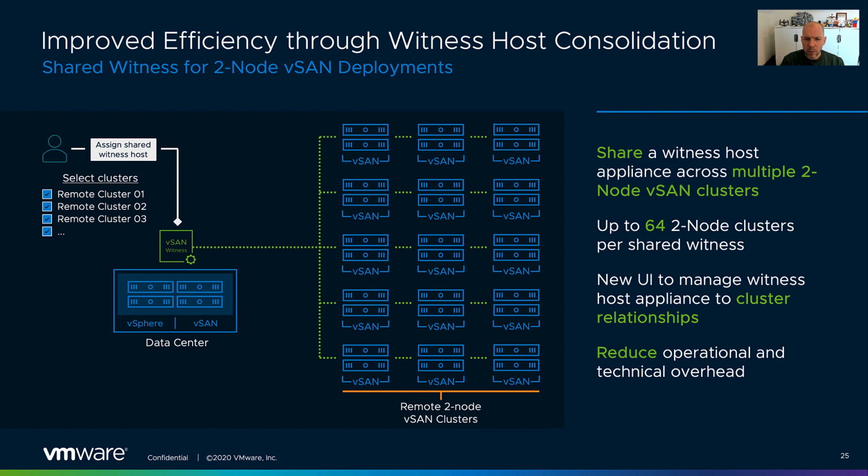So if you're running that witness appliance and you're running multiple different locations, and for instance you have 16 locations, you can now connect all of those 16 locations back to that single vSAN witness appliance. And this will reduce the operational and technical overhead, not just from a management standpoint, but of course also when you need to do some of the different types of day 2 operations like updates or upgrades.